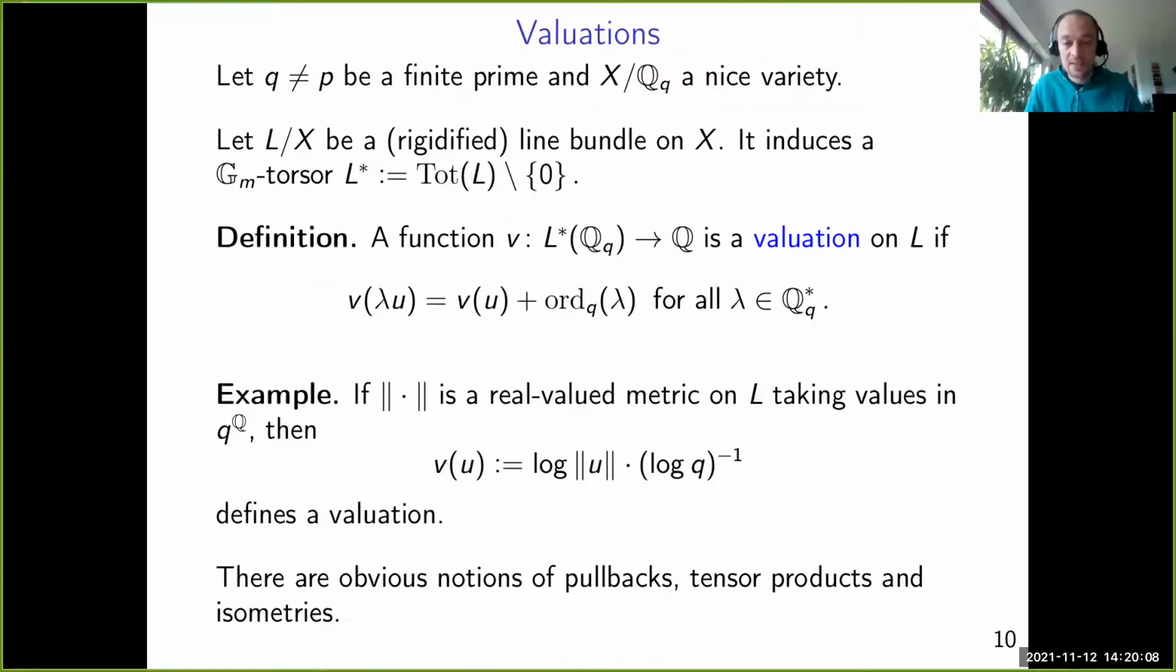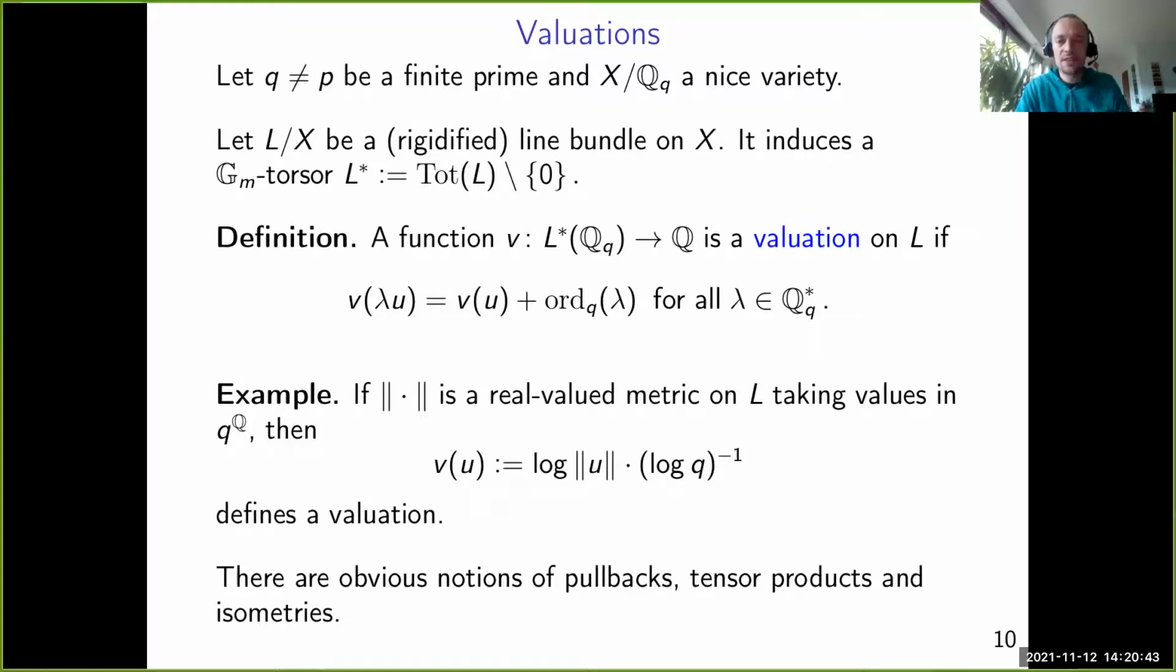It actually works for many metrics that we care about, but I chose to introduce valuations rather than metrics here. All right, and then you have kind of obvious notions of pullbacks and tensor products, and also you can talk about isometries. Well, I should say isometries of metrized or maybe valuated line bundles here. If you have an isomorphism between line bundles and you put valuations on both of them, then there's a notion of isometry, just like for classical metrics on line bundles.